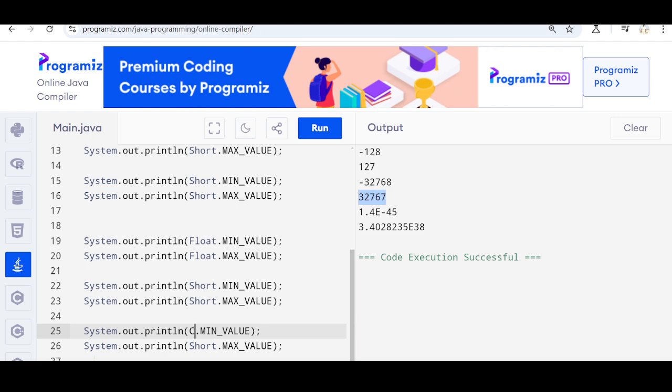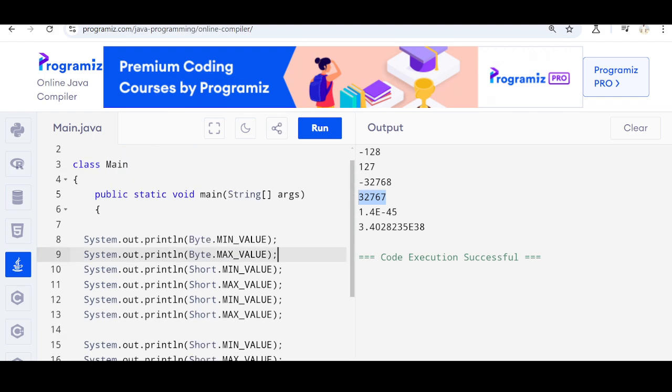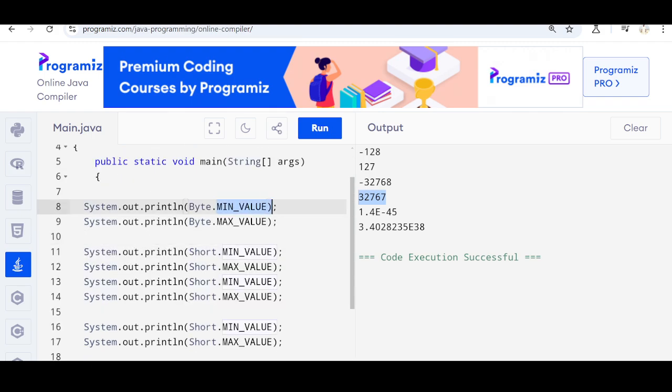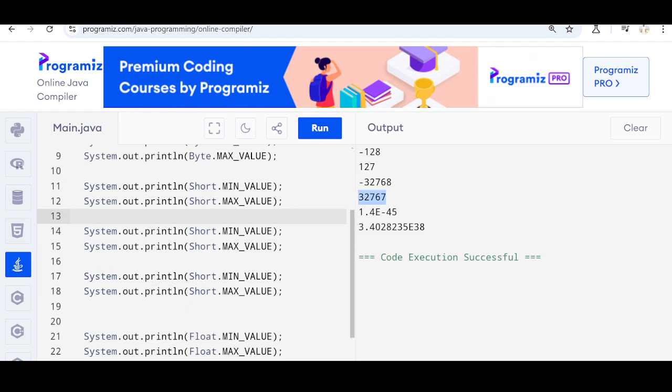Character data type. So character is what? It's an unsigned data type, right? Not signed. So the minimum value will start from 0. We will see one by one. To calculate the minimum value for byte, and this is for short, this is for long or int, let us say.